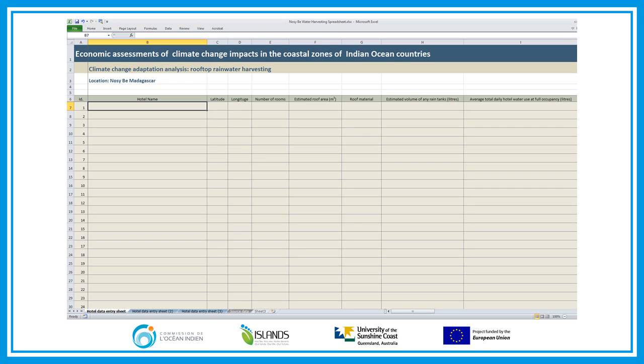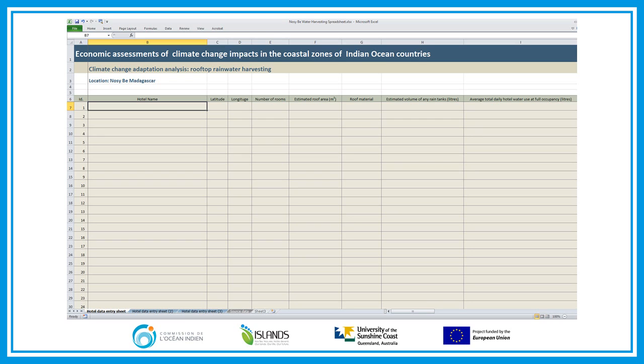The hotel manager should be informed about the objectives of the study and the benefits that they will get by having more information about water supply costs, current climate conditions, and possible future water supply options they could invest in. Working with the local tourism authority and the local hotel association would be beneficial. A detailed description of the method of how to identify the hotels, contact the hotel managers, enter information into the spreadsheet, and interpret the results will be provided in a separate video.